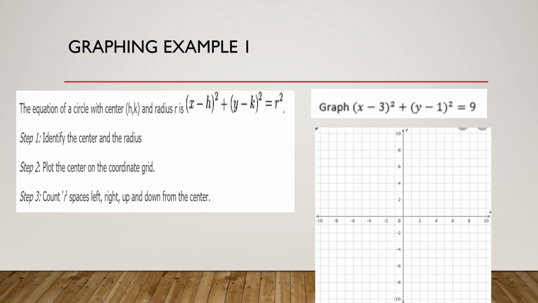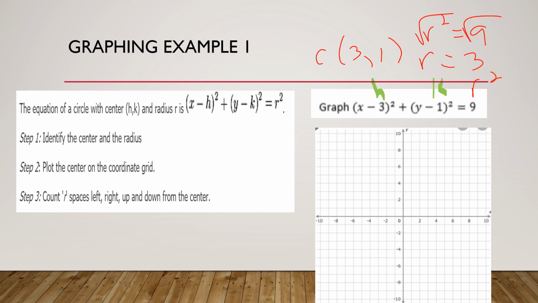So here's our first one. First we need to identify, here is our h, and here is our k. So our center is 3, 1. r squared is equal to 9. Therefore, to find r, we take the square root of both sides, and we're just going to do the principal square root, so r is equal to 3.